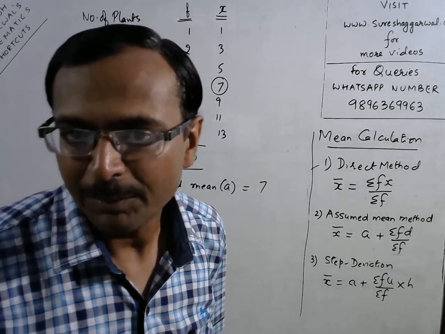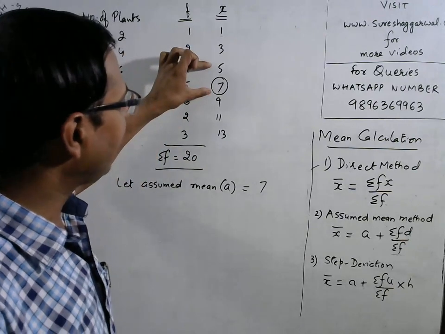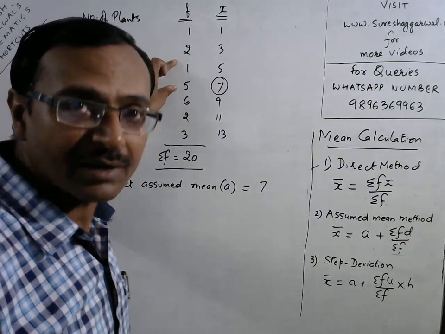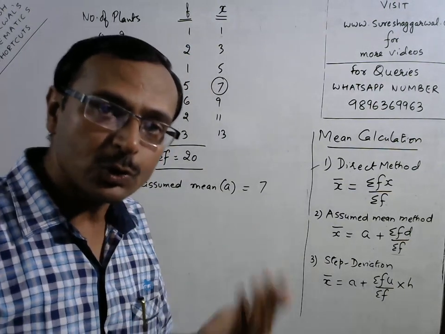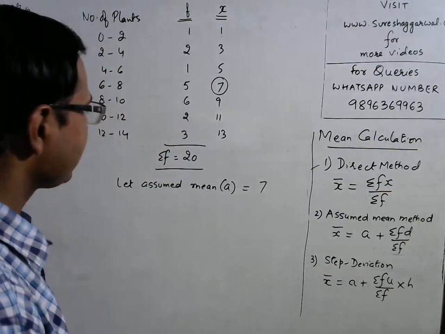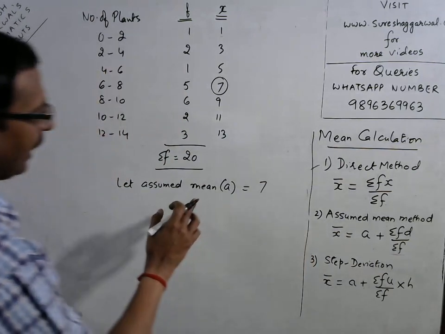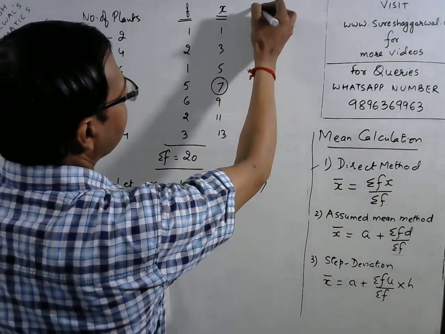Sagin, if it's an even number, that's what I was explaining, then take the value which is having higher frequency, because the mean is closer to the value which is having higher frequency. So this is the assumed mean. Now we will calculate the column of D.